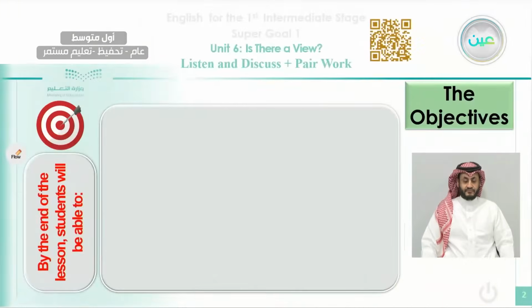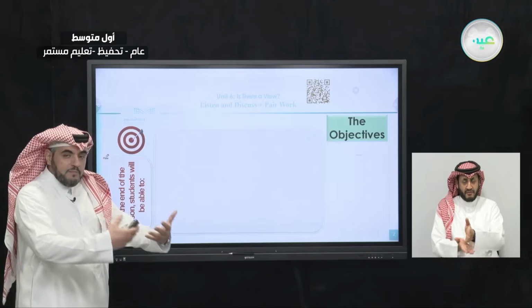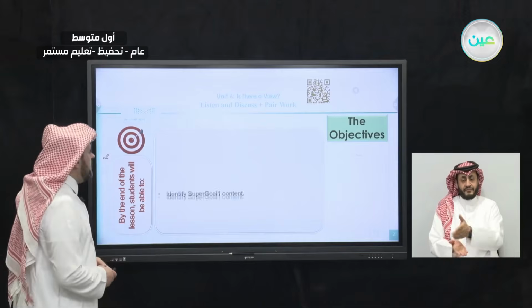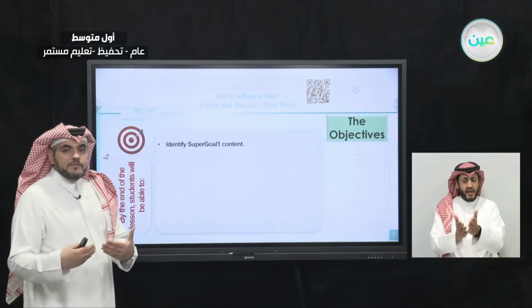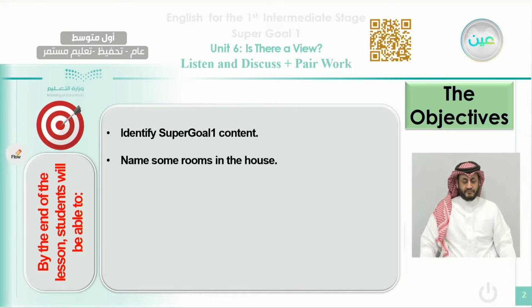Let's start our class today by reviewing the objectives, the things that we are planning to achieve at the end of this class. First, students will be able to identify Super Goal content. What does this book have? What are the contents of this book? Next, students will be able to name some rooms in the house.